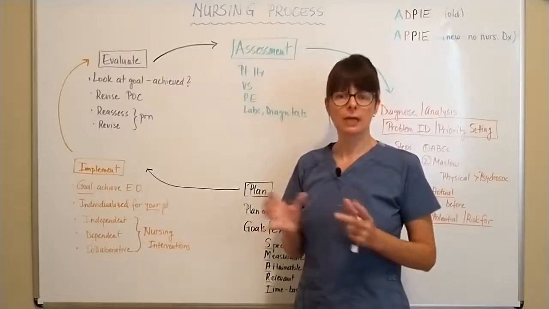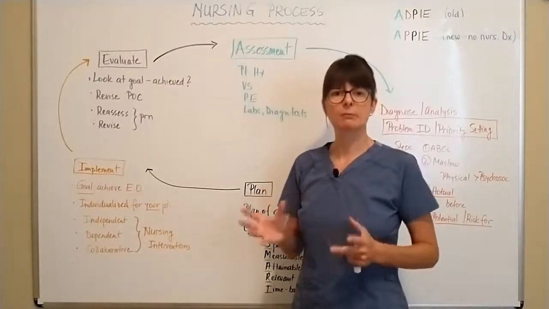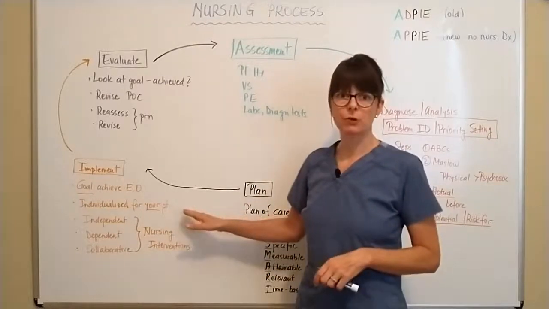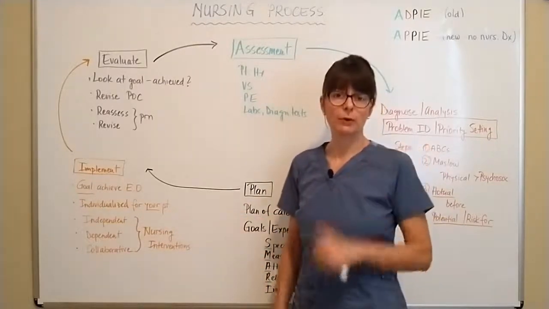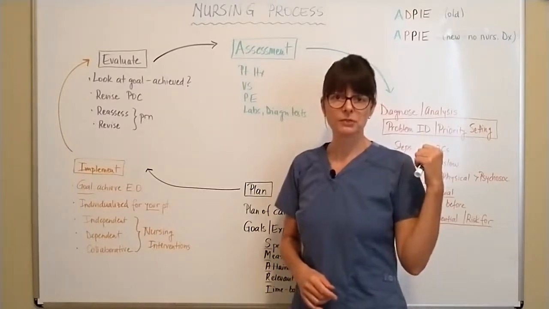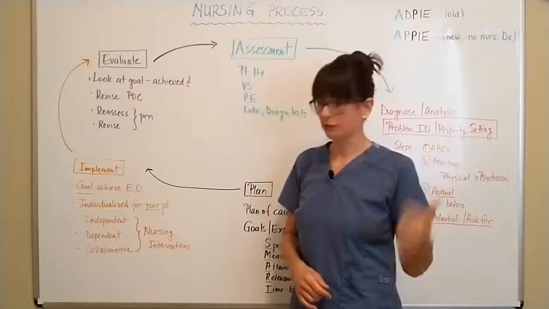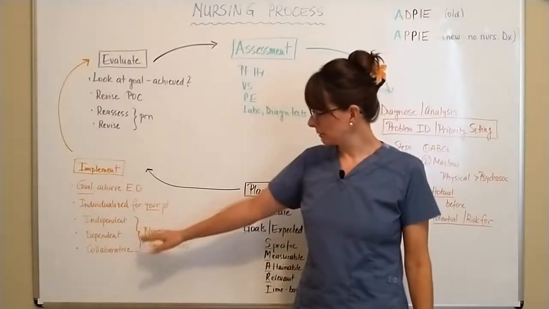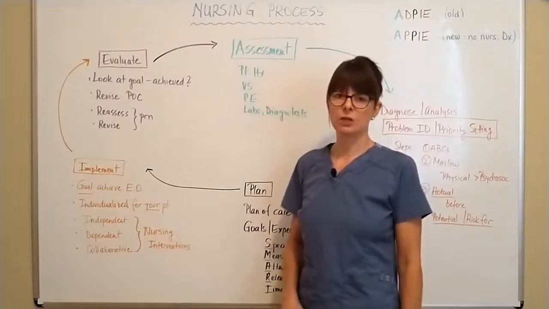So there is no cookie cutter kind of a recipe book that you can apply here, but it has to be individualized for your patient and to those priorities that you have identified in the prioritization and planning or maybe diagnosing phase. And then for interventions, we have independent, dependent, and collaborative interventions.